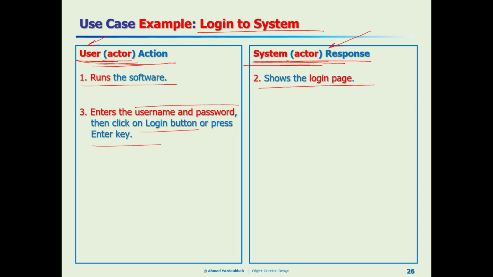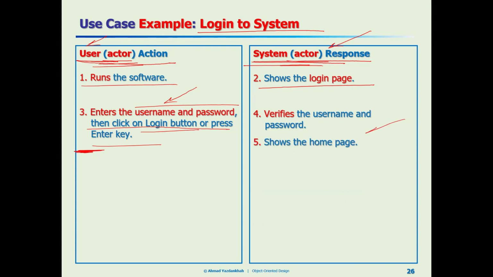You could put it this way, or you could separate the clicking into another step, right? I just combine both of them in one step. And after this, what would be the response of the system? The system will verify the username and password, and then show the welcome page or home page, whatever, right? So that's it. This is a use case, and very simply we described what would happen.